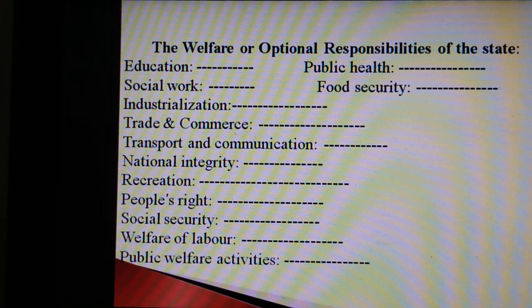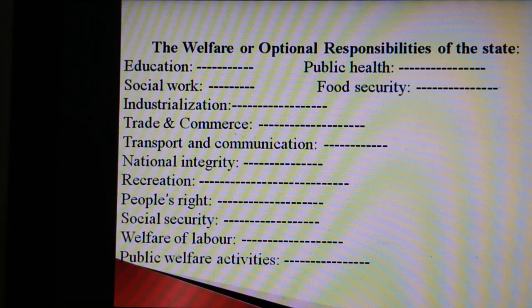And last of all, public welfare activities. The last optional activity of the state is the public welfare activities. The state initiates various public welfare works such as the development of agriculture and irrigation system, the forestation program, facing natural disaster, rehabilitating disaster victims, protecting people from famine, supplying electricity and energy, proper use of natural resources, urbanization and rural development, etc. are included in the public welfare activities.